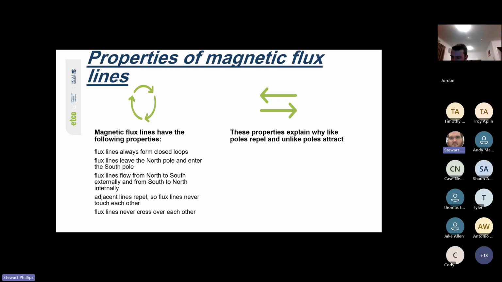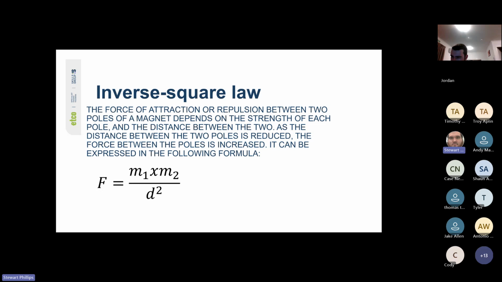And then we get into the inverse square law. The force of attraction or repulsion between two poles of a magnet depends on the strength of each pole and the distance between the two. As the distance between the two poles is reduced, the force between the poles is increased. It can be expressed in the following formula: F equals m1 times m2 divided by d squared.